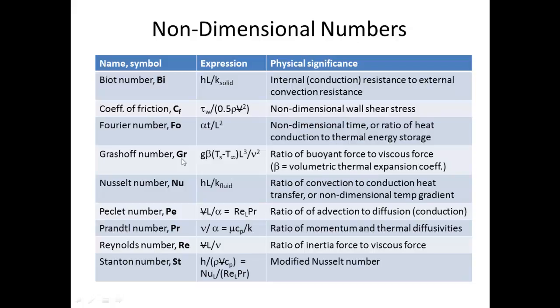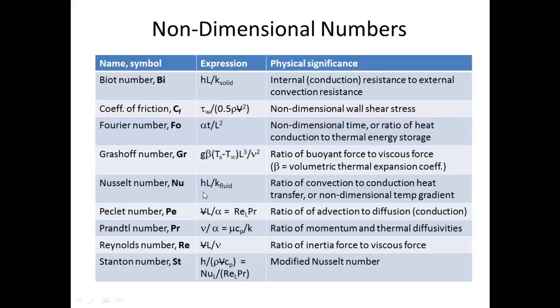The Grashof number Gr is a ratio of buoyant forces to viscous forces. It is expressed in terms of the acceleration due to gravity, the volumetric thermal expansion coefficient beta, the difference in temperature of the surface and the free stream, the characteristic dimension L, and the kinematic viscosity nu. This is typically used in free convection, that is natural convection problems, to evaluate which force dominates, the buoyant force or the viscous force. This is also related to assessing whether the flow is laminar or turbulent in the case of natural convection.